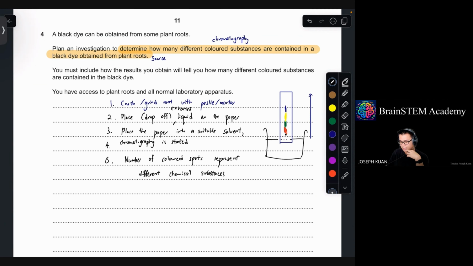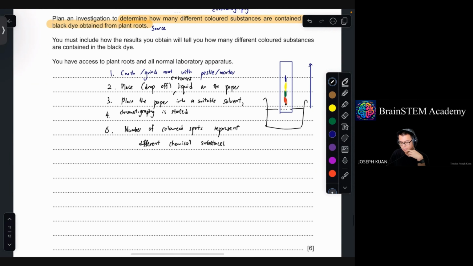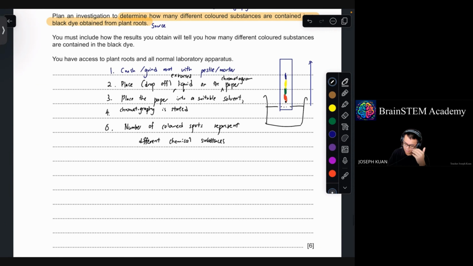Let me see if there's any point that I can add, because how many marks is this? This is 6 marks. We crush and grind the root, and then we use pestle and mortar. We use a chromatogram, and then we place the drop at the bottom of the paper, and then we place the paper into a suitable solvent, and then chromatography is conducted, and then the number of color spots represents different chemical substances. I got a feeling that this question has very limited answers, unlike certain past year papers.